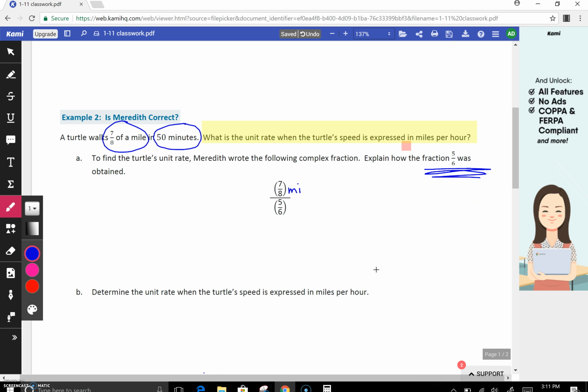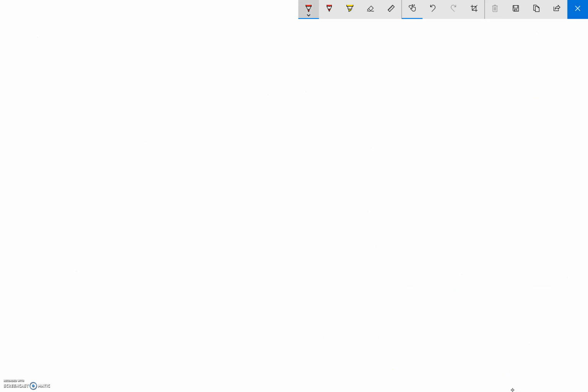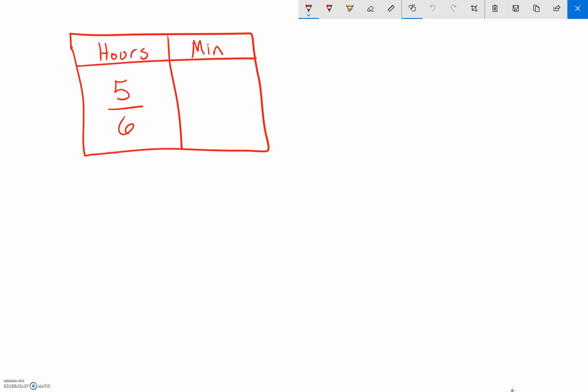So the question right now is this. Is 5/6 of an hour the same thing as 50 minutes? So we'll click over to the other slide to figure that out. Is 5/6 of an hour the same thing as 50 minutes? So if we set up a table similar to what we did on the first problem, we know that the turtle went for 5/6 of an hour. We want to figure out how many minutes that is.